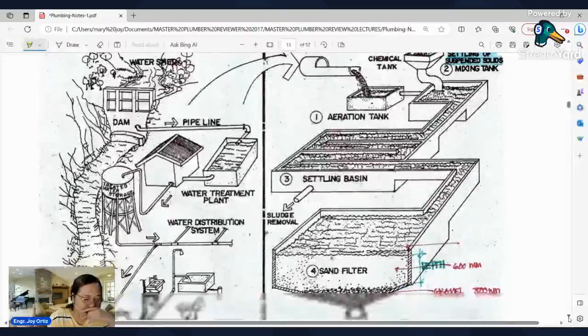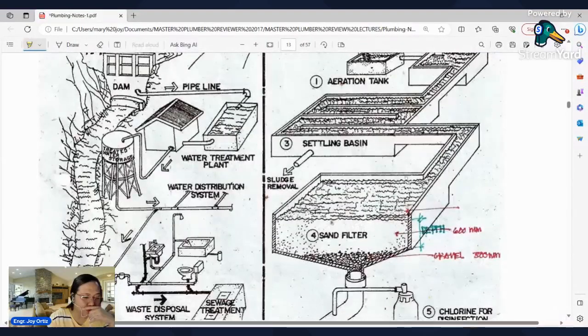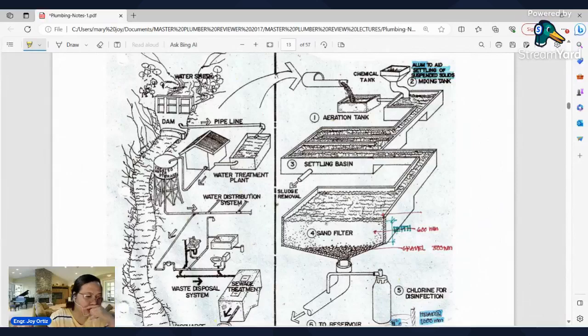So, how about this one? Mas mahirap pagdating po sa surface water. Kasi, ang surface water, syempre galing tayo sa dam. Okay, ito yung watershed, ito yung river. Then going to dam, na-process niya sa dam, going to the pipeline, then meron tayong water treatment plant.